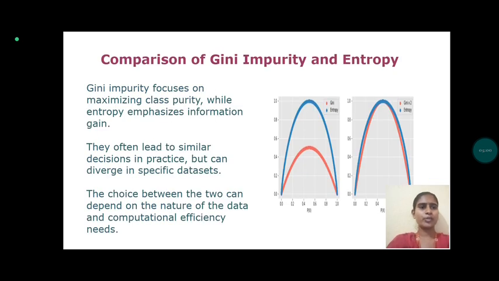Next, comparison of Gini impurity and entropy. Here we have a picture. Gini impurity focuses on maximizing class purity, while entropy emphasizes information gain. They often lead to similar decisions in practice, but can diverge in specific datasets. The choice between the two can depend on the nature of the data and computational efficiency needs.